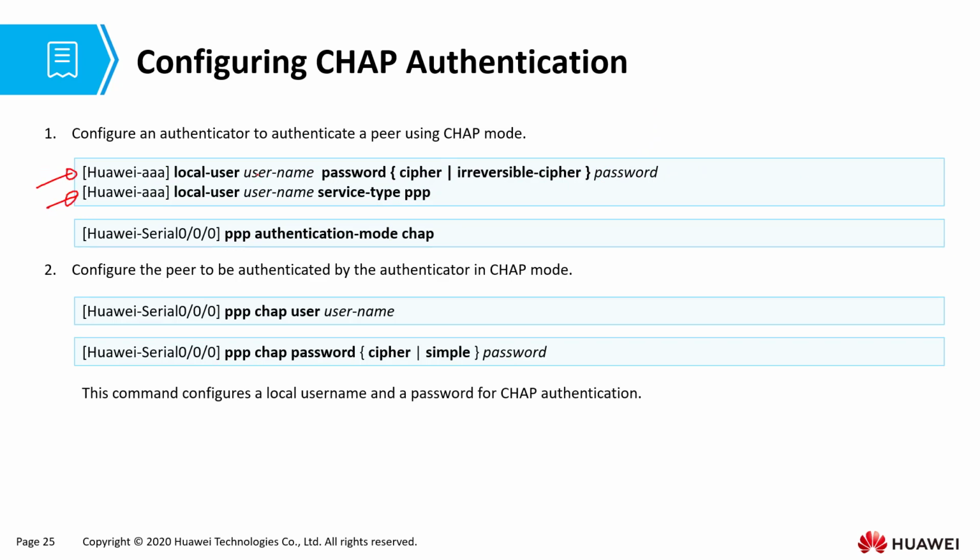Now, if you're using challenge handshake authentication protocol, you will still need to create a database of usernames and passwords. So you have a local user in AAA view, specify the username, and go ahead and specify the password, and that local user is allowed to use PPP service. Now, you'll go to the interface view and say the PPP authentication mode is CHAP, this time not PAP. Then you'll go to the interface view of the peer device and say your PPP CHAP username is that username, and the PPP CHAP password is that password. Once you do that, there's going to be communication.